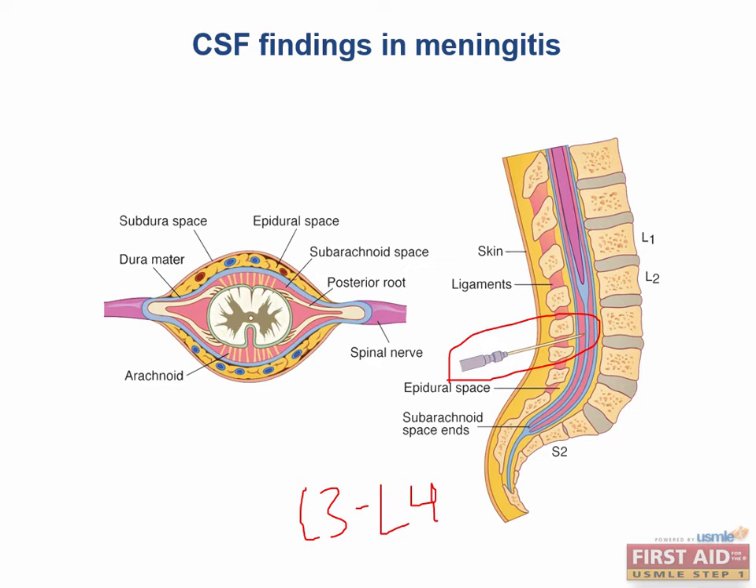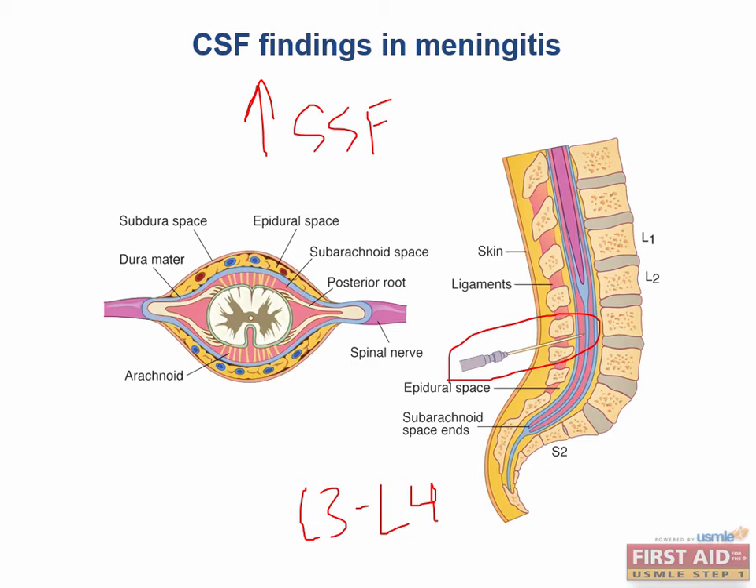So classically, 2 pops are produced when the needle goes through these 2 layers. The layers are the ligamentum flavum and the dura mater. Very good. As soon as the needle reaches the subarachnoid space, the pressure of the CSF is measured by a column manometer. An increase in CSF pressure is a sign of bacterial or fungal meningitis.